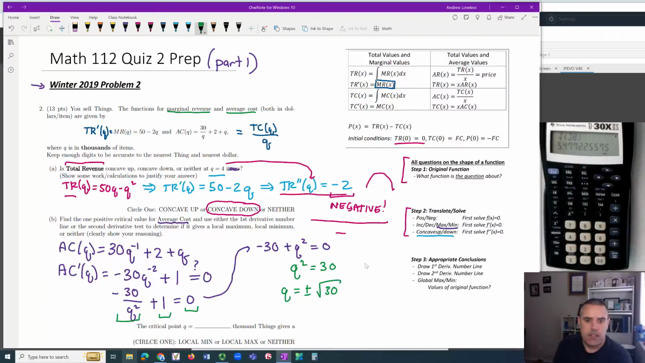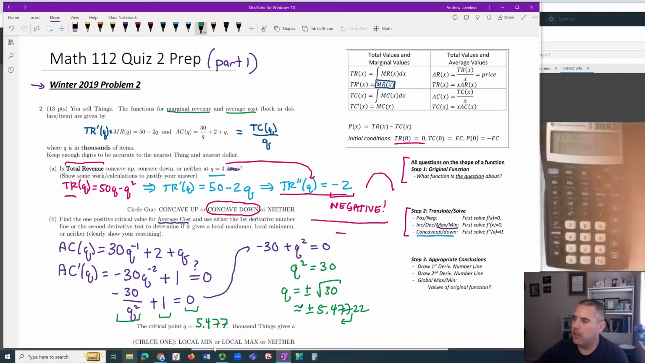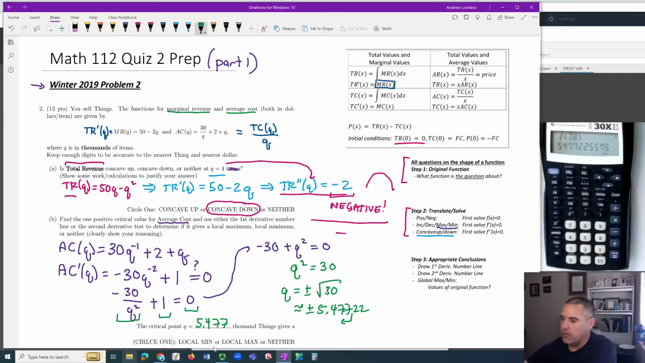So this is approximately 5.47722. And again, back then when we talked about units, we had students say, hey, if you're going to thousands, you need to go this far. Again, since that's not an emphasis of our homework, that won't be an emphasis on our test. But I hope that that illustrates a few things.